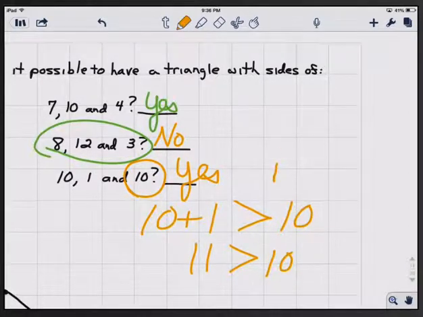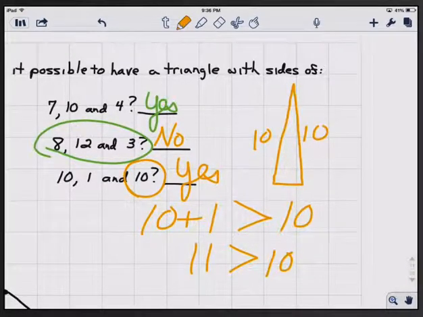It would look something like this. A tall, skinny isosceles triangle, this being 10, 10, and a little segment of 1 joining those two base angles. Hope that helped.